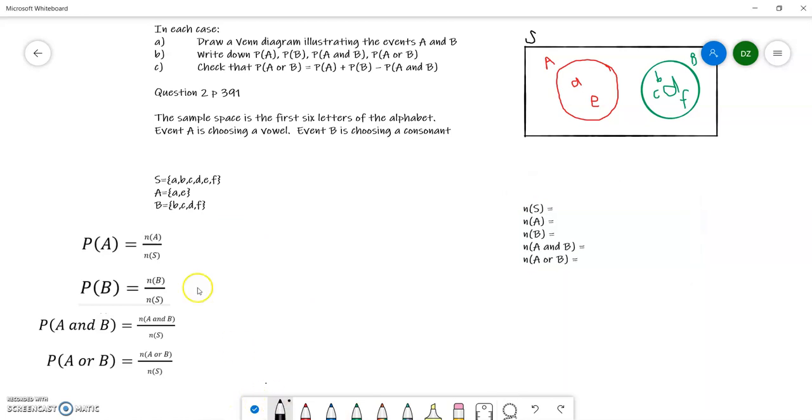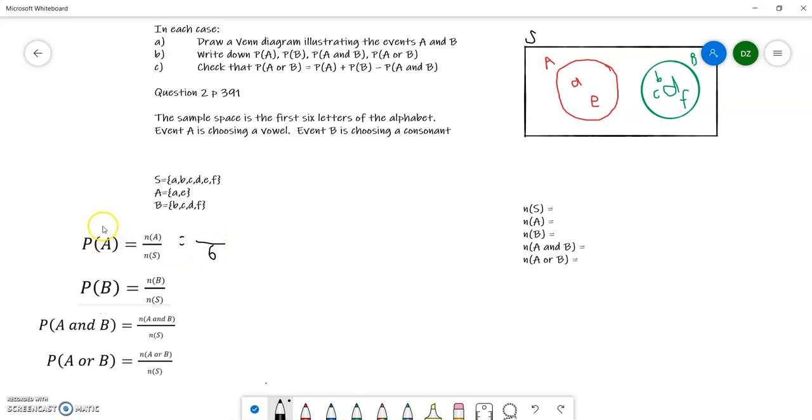So for event A, it would be the number of elements in A divided by the number of elements in my sample space. So we've already defined my sample space as A, B, C, D, E, F, and there are 6 elements in my sample space.